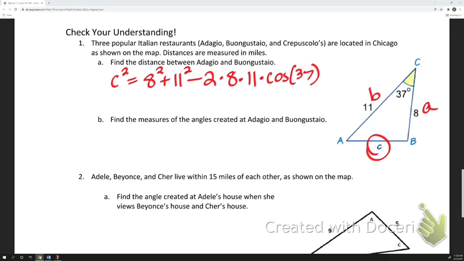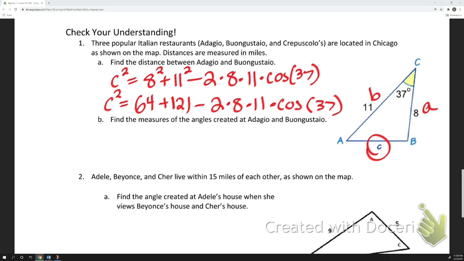All right, so we got to do this one step at a time. First, 8 squared is 64, 11 squared is 121, minus whatever 2 times 8 times 11 times the cosine of 37 is. If we just start typing all of this in the calculator, it's not going to do order of operations correctly for us. Okay? So we should probably multiply everything out, because multiplication comes before addition and subtraction. You notice how I did the exponents first? Now I'm going to multiply all that out.